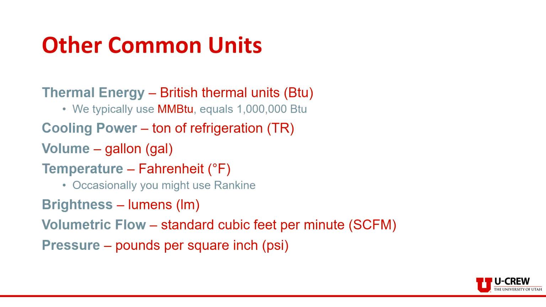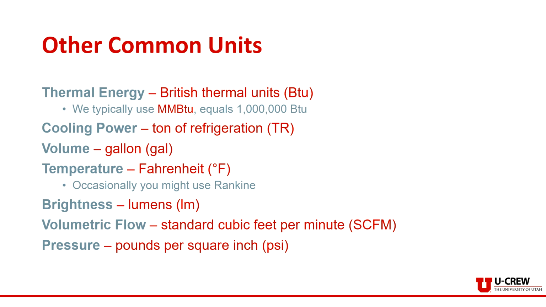Some other units we use, as well as in the energy industry as a whole. First, we have thermal energy, which is measured in British thermal units, or BTUs. But like how we use kilowatts instead of watts, we use megabtus, or MMBTUs, equivalent to 1 million BTUs. Anytime we're talking about cooling power, like for a chiller or refrigerator, we'll be talking in tons, or tons of refrigeration. Volume is always in gallons, temperature is always in Fahrenheit.